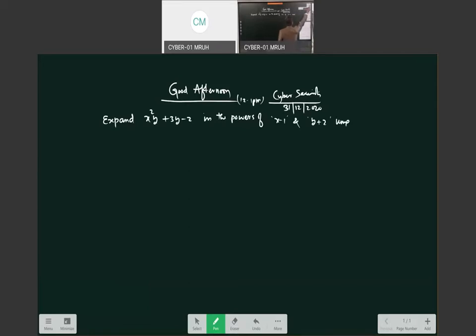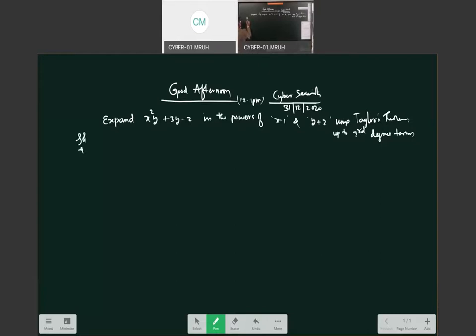Taylor's theorem or Taylor series, considering up to third degree terms of the function. That means you should continue up to the (x minus 1) whole cube, (y plus 2) whole cube. Those terms should be existing. Okay, so write the solution for this.